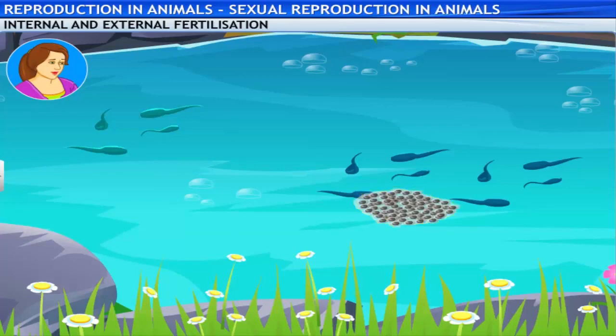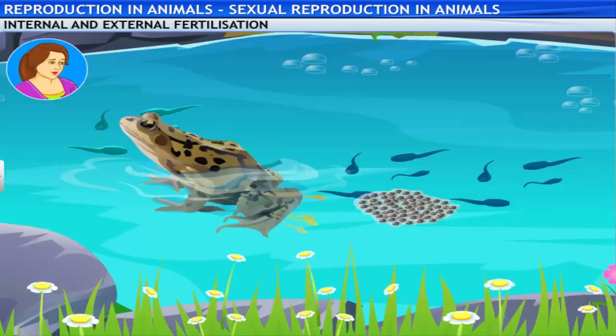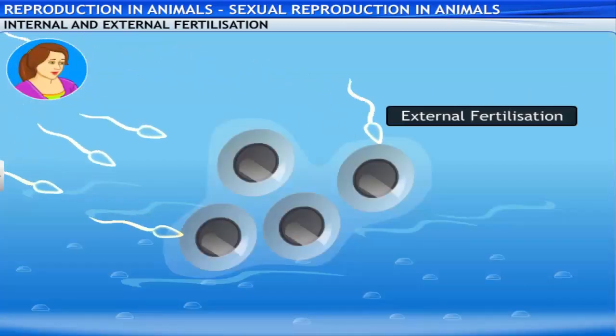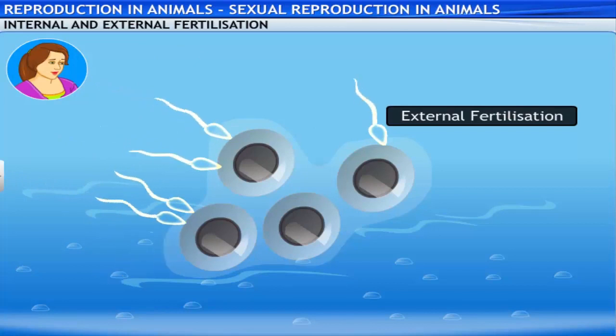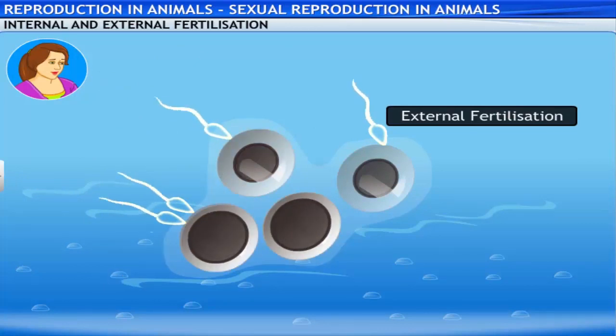When the eggs are laid, the male frog deposits sperms over them. Sperms have long tails that help them swim in water. When the sperms come in contact with the eggs, fertilization takes place.